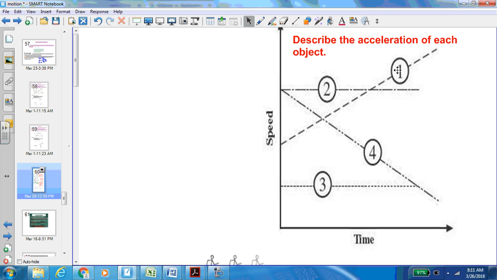First of all, let's look at object 1. We can see that this line is sloping upward, so this would mean that this object has positive acceleration because it's speeding up. Number 2, the line is horizontal, so this would mean that this is a constant speed, and if there's a constant speed, then there's no acceleration because it's not speeding up, slowing down, or changing direction. Number 3 would also be constant speed, zero acceleration as well. And then object number 4 is going to be slowing down, which means you would have a negative acceleration, which is also referred to as deceleration.